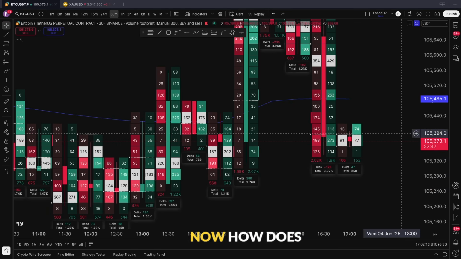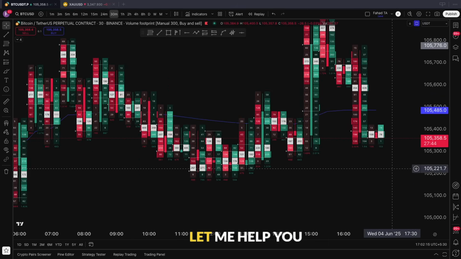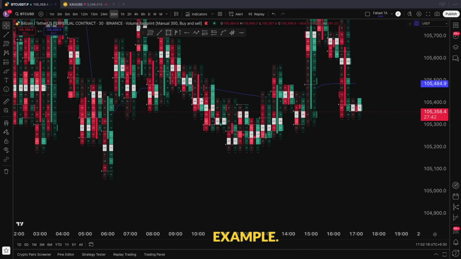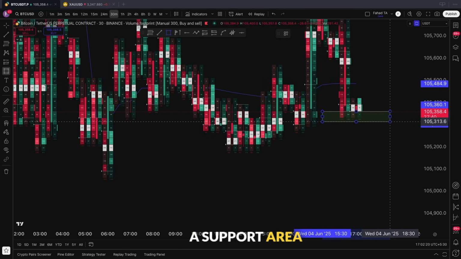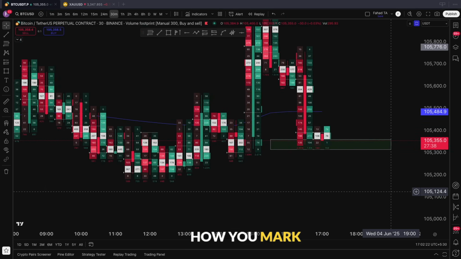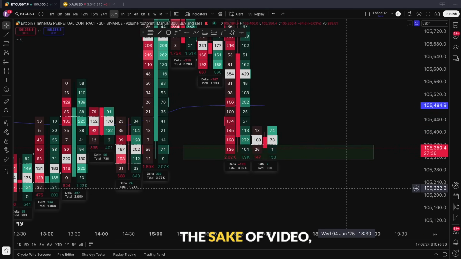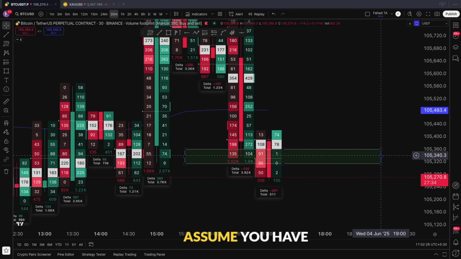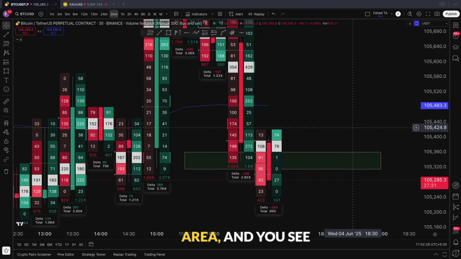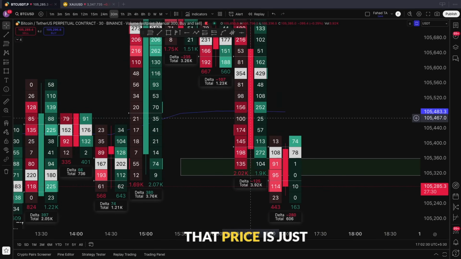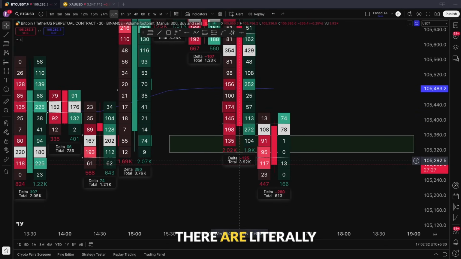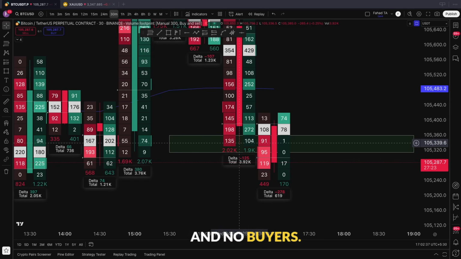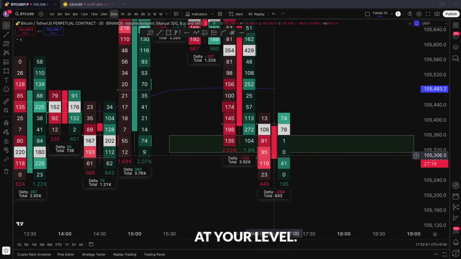All right. So now, how does this help you in your trading? Let me help you with another example. Let's say you had a support area here. No matter how you mark your levels, or for the sake of this video, let's just assume you have a support level just around this area, and you see that price is hitting it. But there are literally only sellers at your support area and no buyers. So it makes no sense to get into a trade where there is no buyer entering at your level.